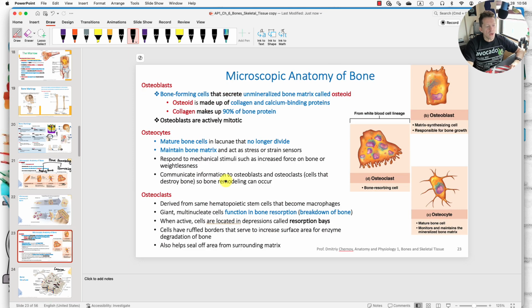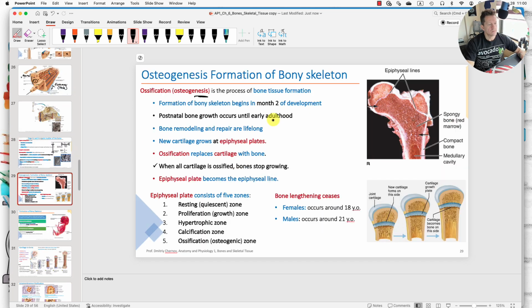Here's a little more information on each cell. The osteocytes communicate information to osteoblasts and osteoclasts. So if there's damage around, remove, and the osteoclast will remove. Oh, you need to lay down new bone, so the osteoblast will lay down new bone. The entire process is called remodeling, and it constantly happens non-stop. Osteogenesis is making new bone, bone tissue formation. The formation of the bony skeleton begins in the second month of development. Postnatal bone growth occurs until early adulthood. Bone remodeling and repair are lifelong.